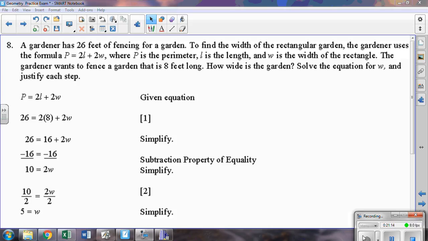A gardener has 26 feet of fencing per garden. To find the width of a rectangular garden, the gardener uses the formula perimeter equals 2 times length plus 2 times W, where P is the perimeter, L is the length, W is the width. The gardener wants to fence a garden that's 8 feet long. How wide is the garden? Solve the equation for W, and justify each step.